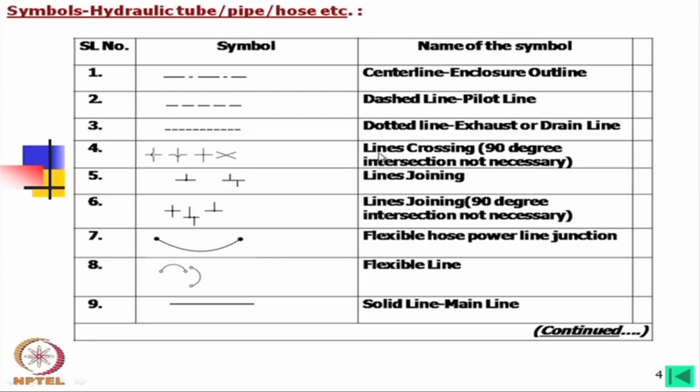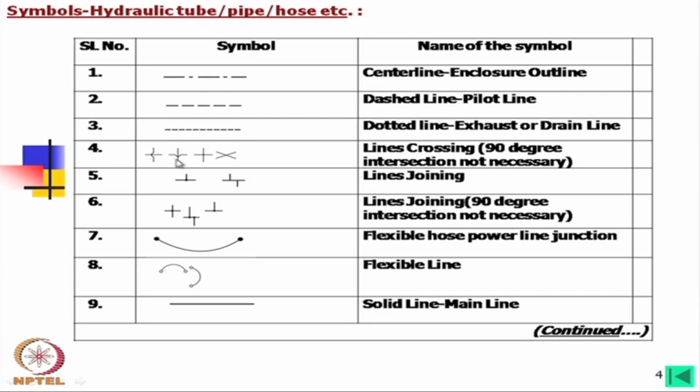What does it mean? Line crossing at 90 degrees, intersection not necessary. This means that, suppose these two lines are crossing each other, but they are not intersecting. In that case, we present it like this, or we may present it like this, that this line is crossing over this line, depending on which one is crossing over.